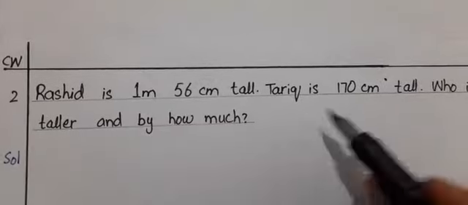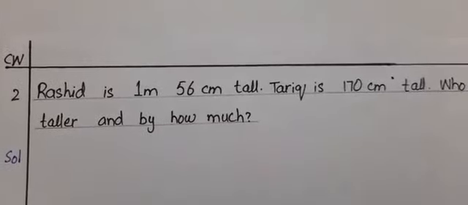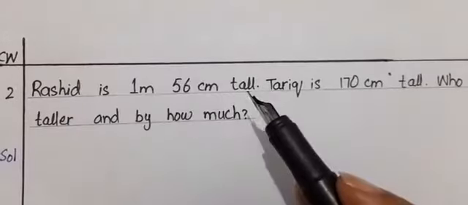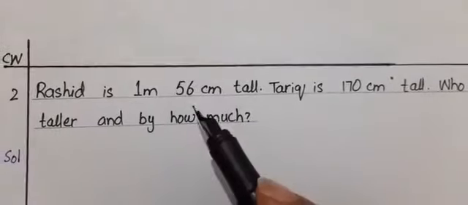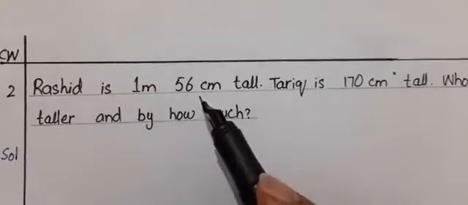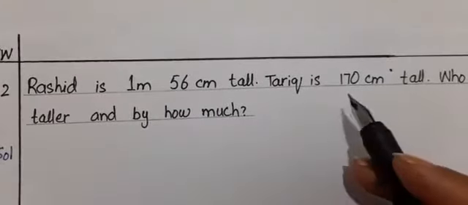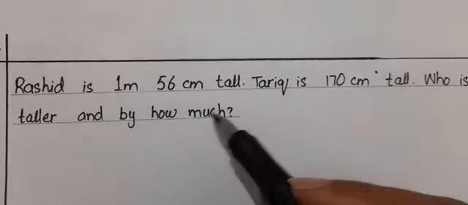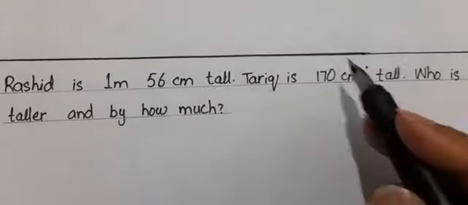After doing word problem number 1, we will move toward word problem number 2. That is, Rashid is 1 meter 56 centimeters tall. The height of Rashid is 1 meter 56 centimeters. Tariq is 170 centimeters tall. Who is taller, and by how much? We have to find out who is taller.